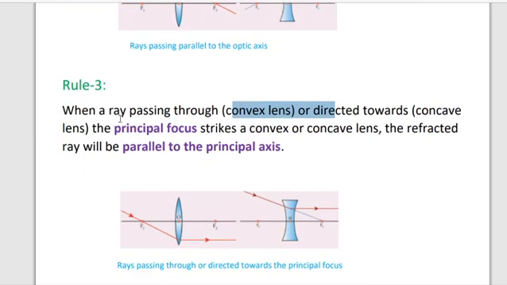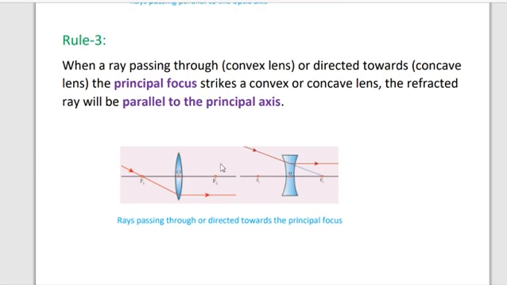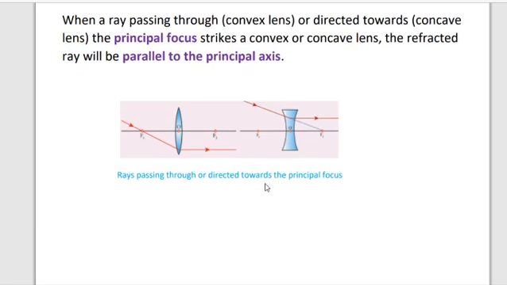Then rule number 3. When a ray passing through the principal focus strikes a convex or concave lens, the refracted ray will be parallel to the principal axis. A ray passes through the focus. After the refraction, it is parallel to the principal axis for both lenses. Here also the same. It passes through the focus. So after the refraction, it is parallel to the principal axis.